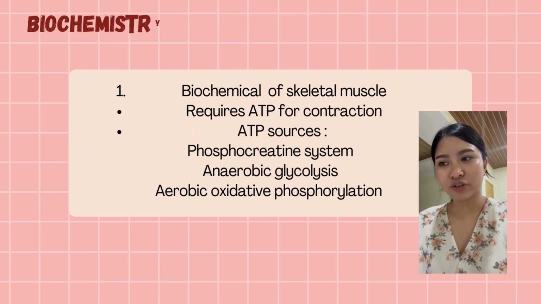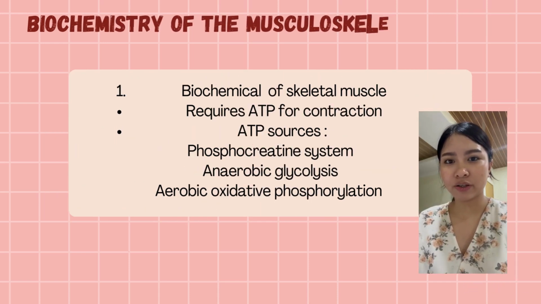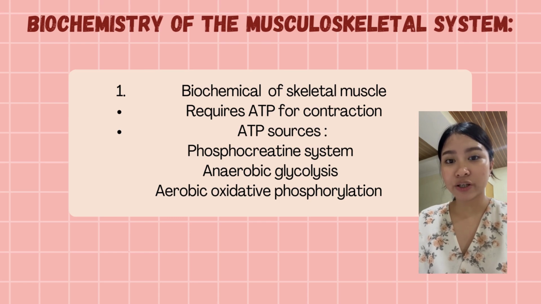Skeletal muscle function also depends on biochemical processes. Muscle contractions require energy in the form of ATP. ATP is supplied through three main energy systems: the phosphocreatine system, which provides immediate energy; anaerobic glycolysis, which supports short-term high-intensity activity; and aerobic oxidative phosphorylation, which supplies energy for sustained muscle activity.